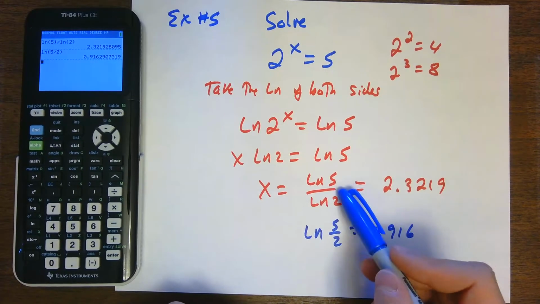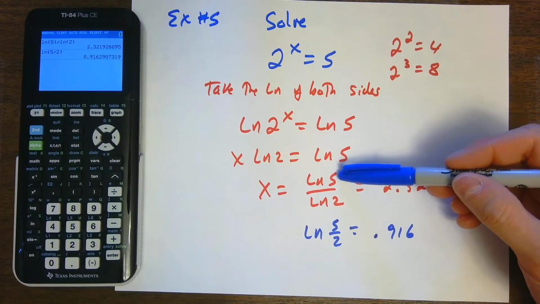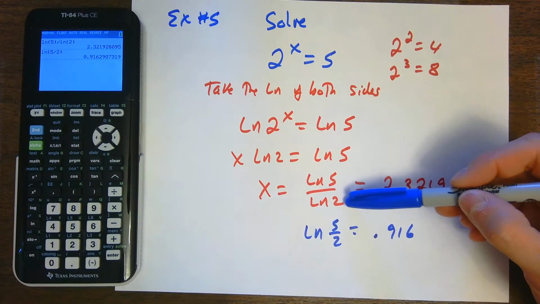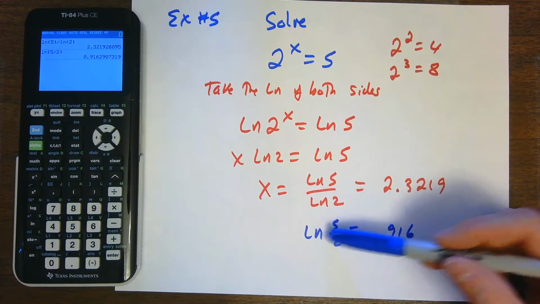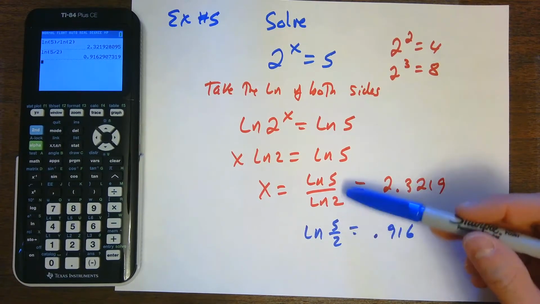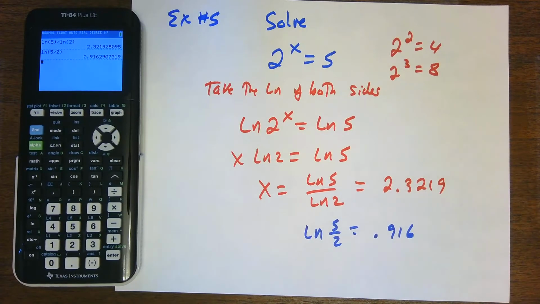So be careful when you're doing this. This is the natural log of 5 divided by the natural log of 2, not the natural log of 5 divided by 2. Are you seeing that difference there? Are you seeing that? Very important.